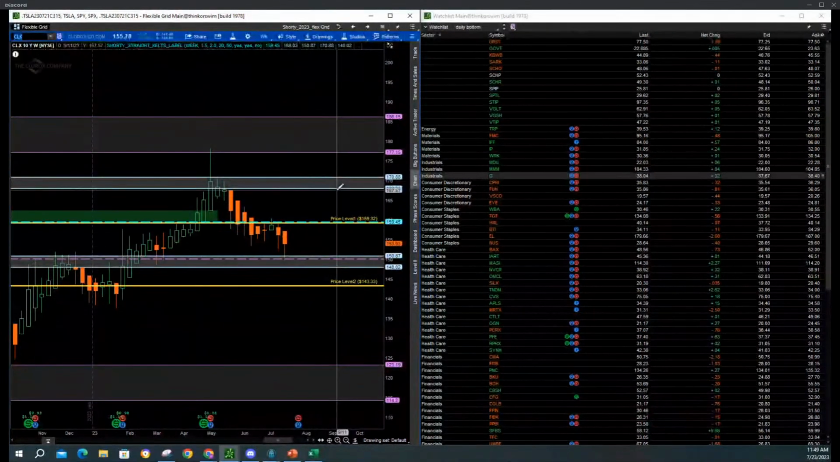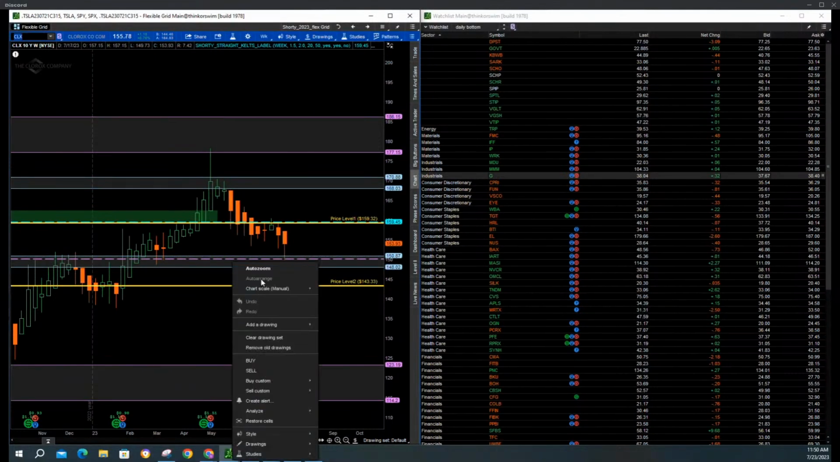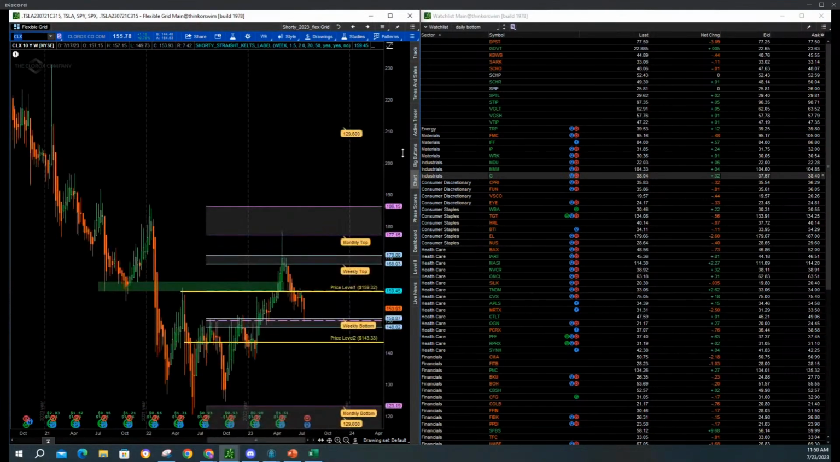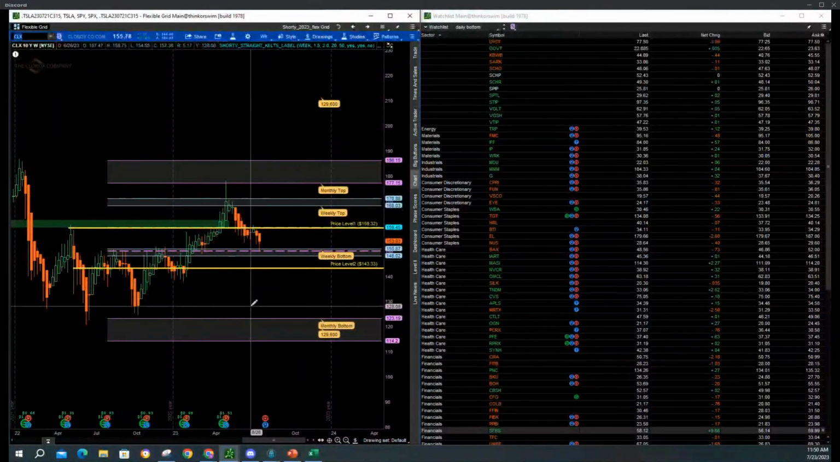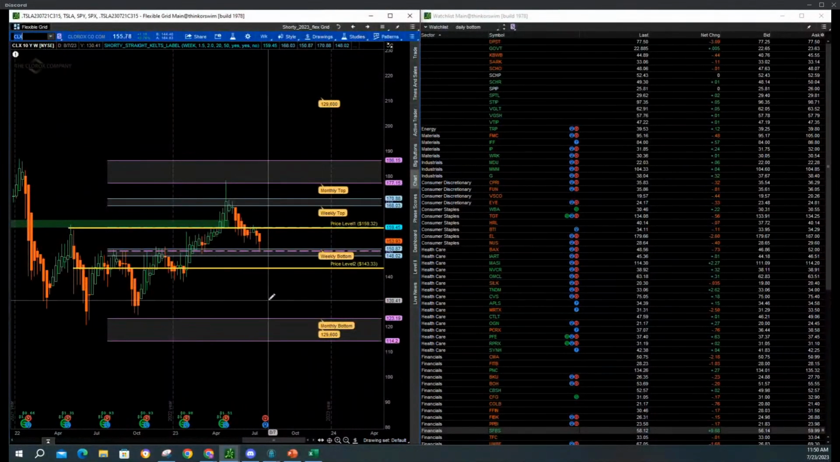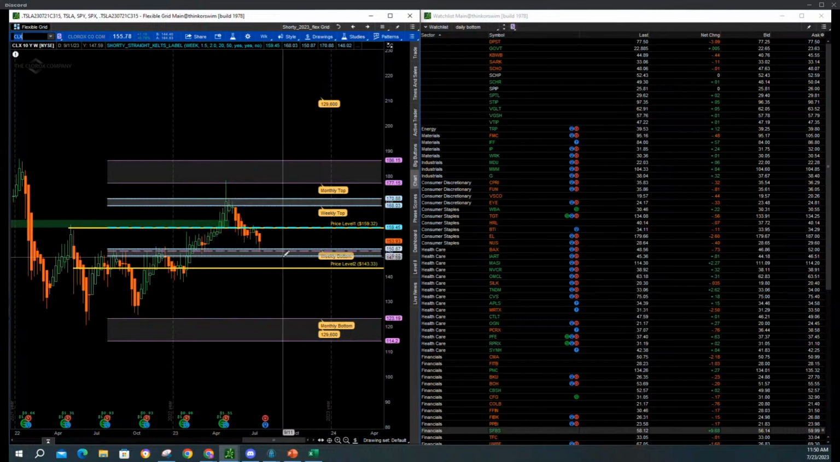160 gets broken, we go to 168. Could I have played this 150 to 168? Yes. I'm a greedy bastard when it comes to shares. Like I want the best buck for my dollar, right? I want to get the best value. So I don't want to buy it here.